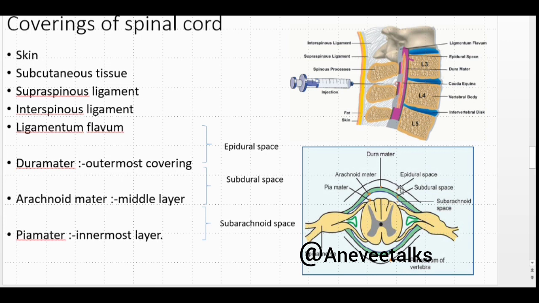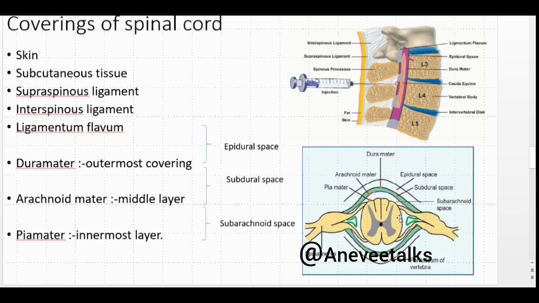After that, we have the dura mater, and outside the dura mater, we have the epidural space. Where is the exact location of the epidural space? It is between the ligamentum flavum and the dura mater. So these are the coverings of the spinal cord.